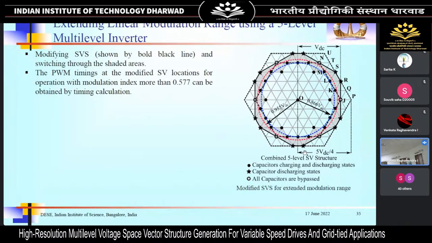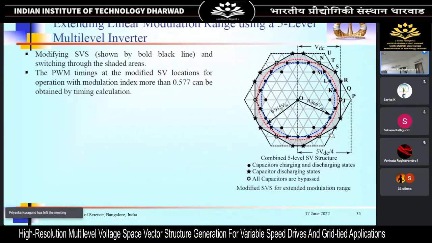Why? At any time, we don't want along the phases more than VDC by 4. So if you use this one, VDC plus VDC by 4, the voltage has increased. It may increase the rating of the machine. So instead of that one, you only use this one. This one means the position of the vectors will be only VDC. So we use this periphery for PWM operation, and we get PWM with the circular trajectory like this, which will give 0.637 VDC without the process of harmonics.